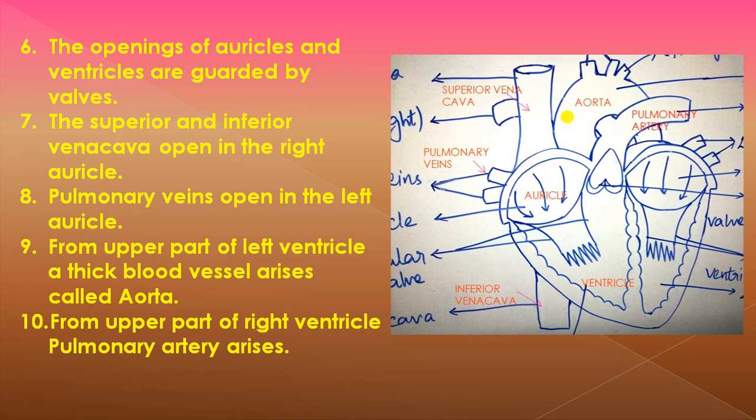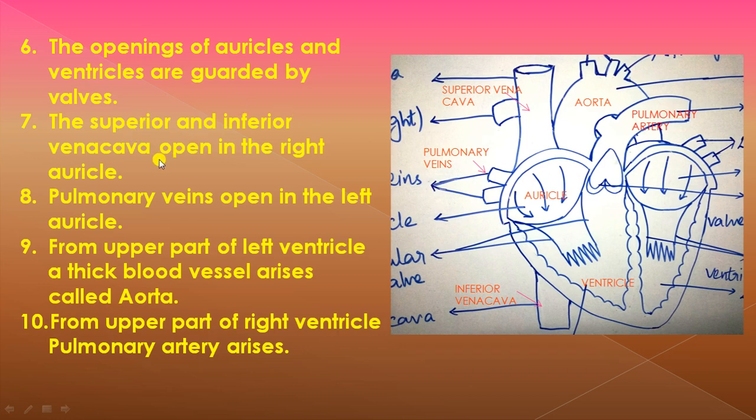Next, the openings of auricles and ventricles are guarded by valves. So here, the opening of auricles and ventricles. Here you can see the auricles are there and ventricles are present. The auricles open into the ventricles. Here, the auricle opens into the ventricle. These openings are guarded by valves. I'll make another video only about valves for your better understanding, so you follow that video. I didn't involve that topic in this one because you may get confused.